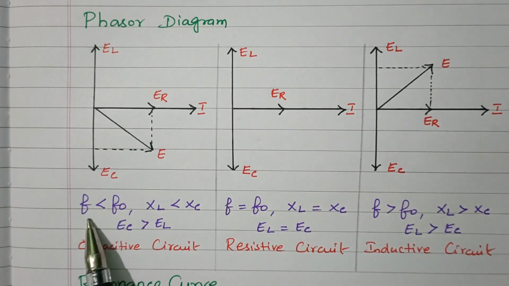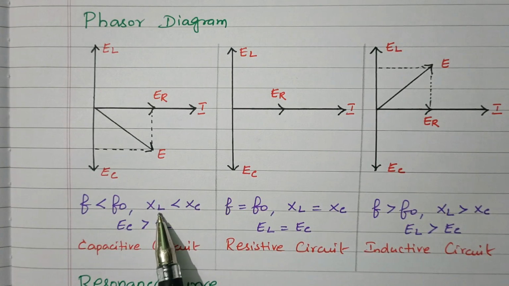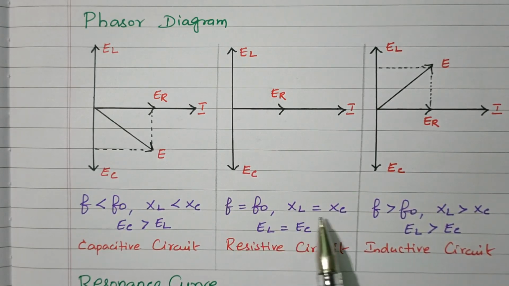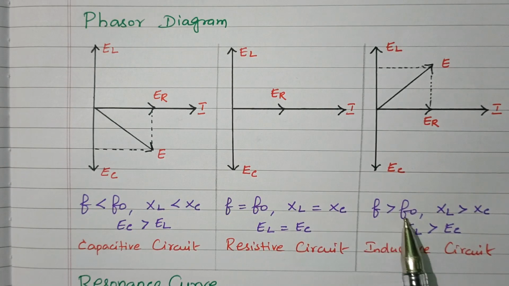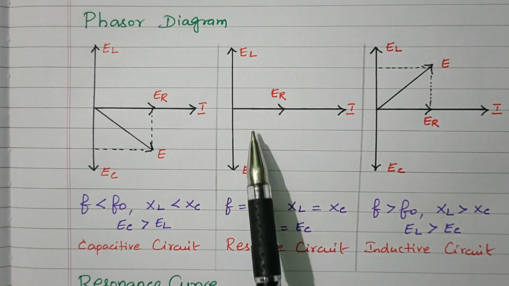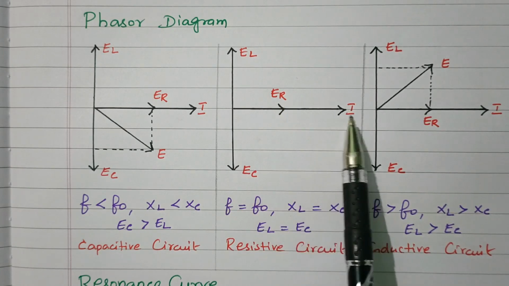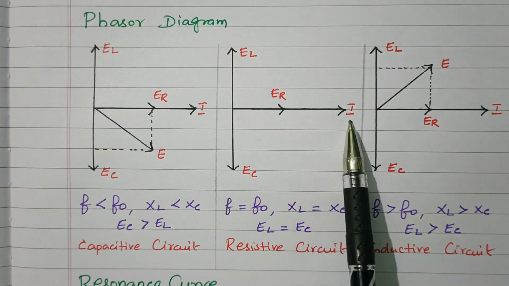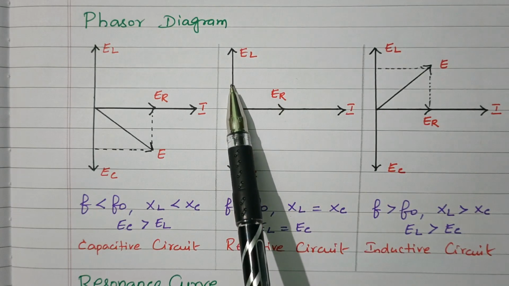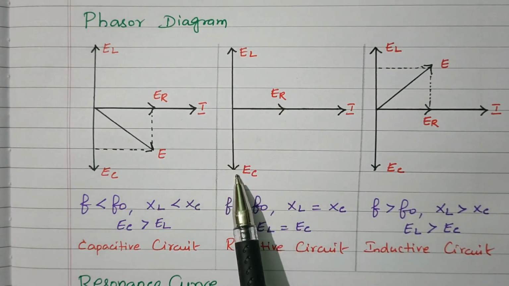So F is less than F0, XL is less than XC, EC is greater than EL, so it acts as a capacitive circuit. F equal to F naught, XL equal to XC, EL equal to EC, it acts as a resistive circuit. F is greater than F naught, XL is greater than XC, EL is greater than EC, it acts as an inductive circuit. So in this, both are equal, so ER and EI are in phase. The voltage across the resistor and the current are in phase, and this is the voltage across the inductor and the voltage across the capacitor.